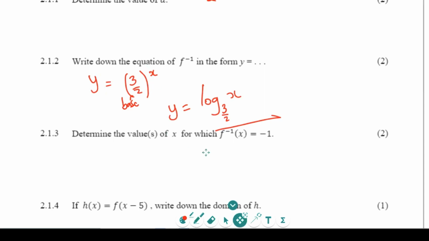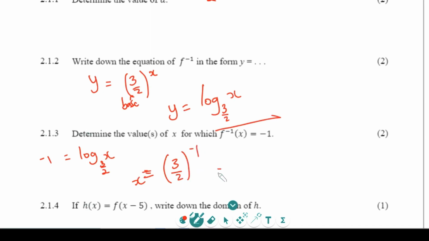They want us to determine the values of x for which the inverse of x is equal to -1. So what this means is that we are getting the inverse, which is log base 3/2 of x, and then we are equating it to -1. Now, if I want to write this in exponential form, I will do that and determine what my x is. So I'm just going to switch the x and the -1. I'll still use the same base, which is 3/2. So I'll say x is equal to 3/2, and then my exponent is -1.